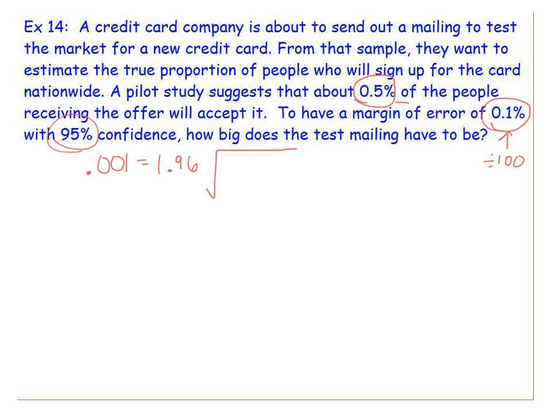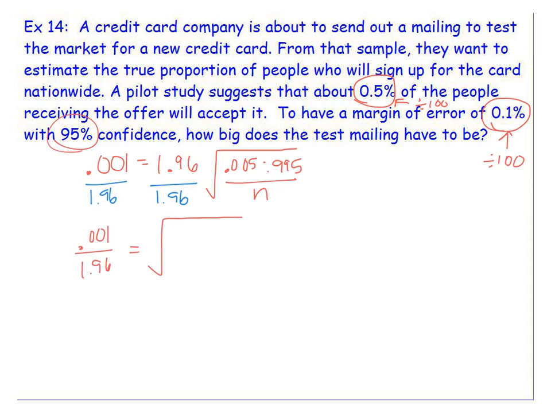Now again, same thing here. Divide this by 100 and you get 0.005. And if you take 100% minus 0.5%, you get 0.995 divided by n. So we're going to follow the exact same steps I did in the last problem. We're going to start by dividing both sides by 1.96. So that leaves us with 0.001 divided by 1.96 equals square root 0.005 times 0.995 divided by n.